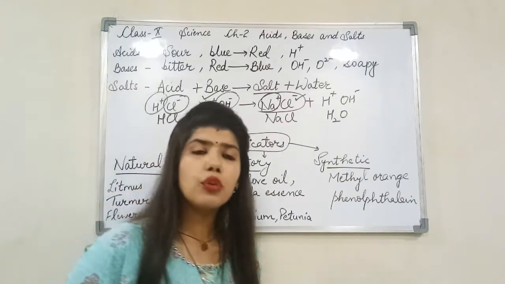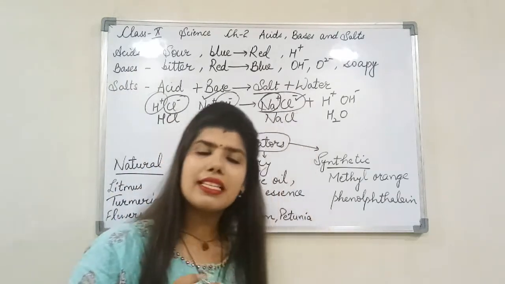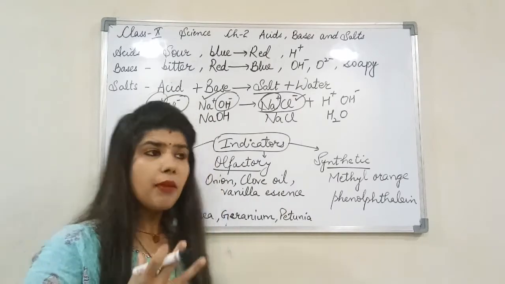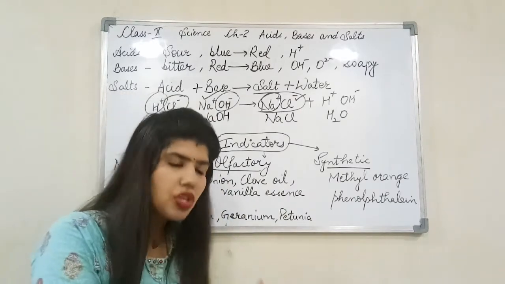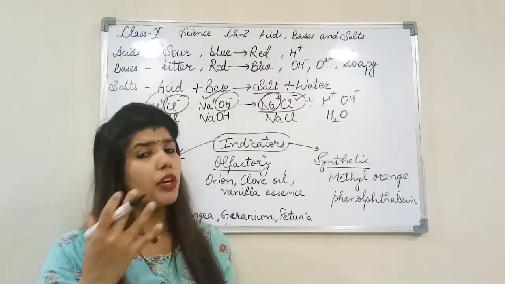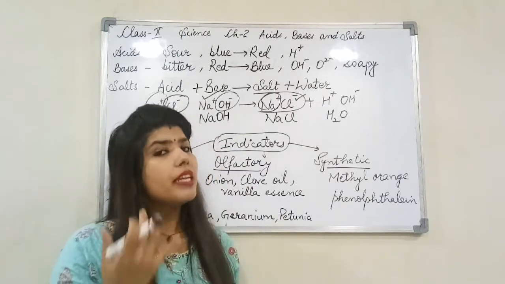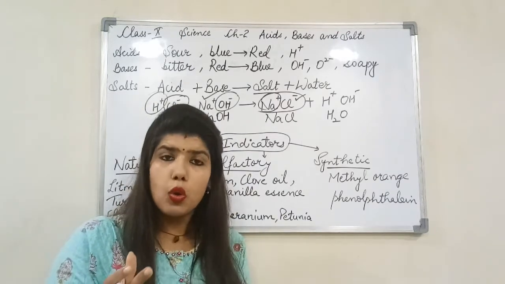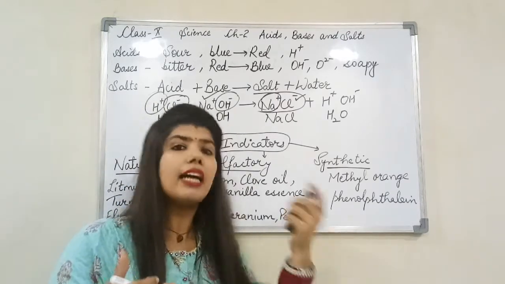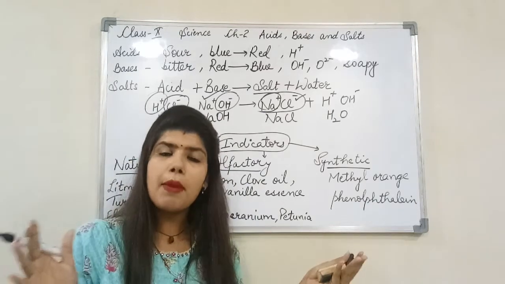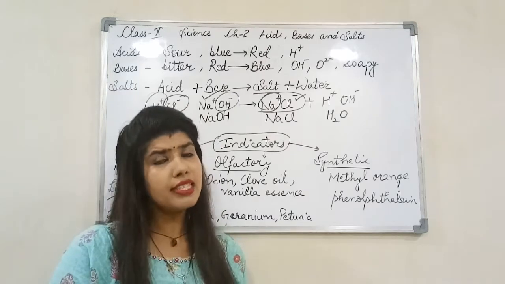Now one more thing you have to keep in mind: acids and bases have a tendency to nullify each other's effect. Nullify means, for example, if in a solution acid increases, तो अगर मैं उसमें base डाल दूंगी तो वो acid की power कम हो जाएगी. Similarly अगर मेरे पास base है और उसकी power मुझे कम करनी है तो मैं क्या डाल दूंगी उसमें? Acid. So it is based on a property that both of them have a tendency to nullify each other's effect.